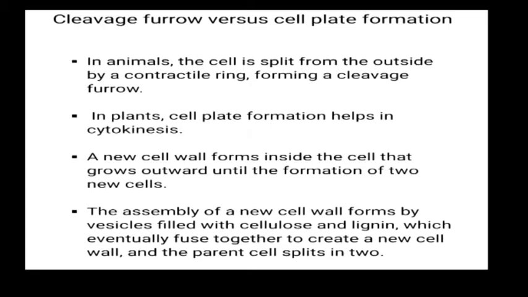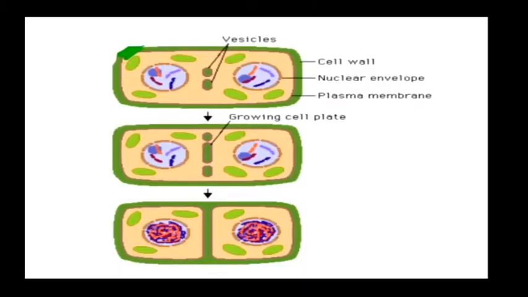But in plants, there is no cleavage furrow. Instead, they have cell plate formation. A new cell wall forms inside the cell that grows outward until the formation of 2 new cells. In plants, the cell has a cell wall. The cell wall is made up of cellulose and lignin. This picture shows the process of cell plate formation in plants.